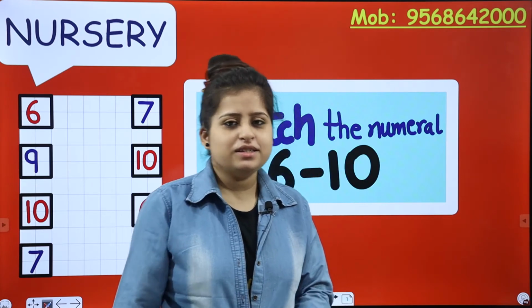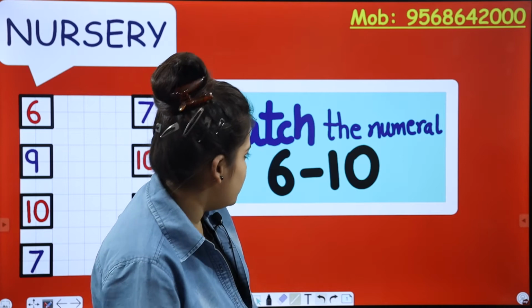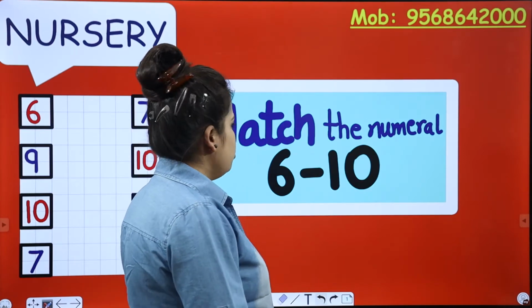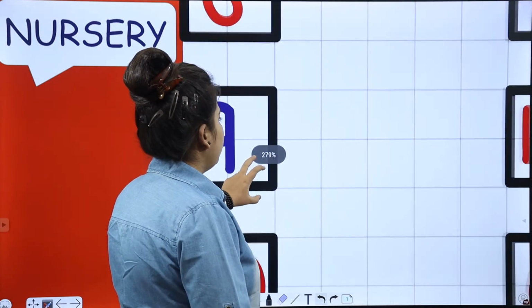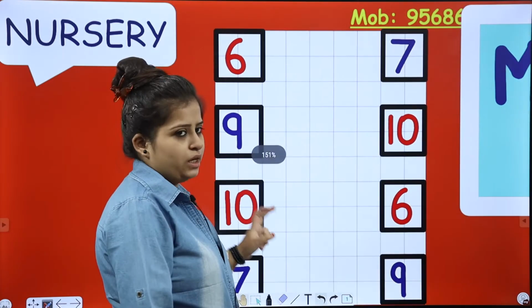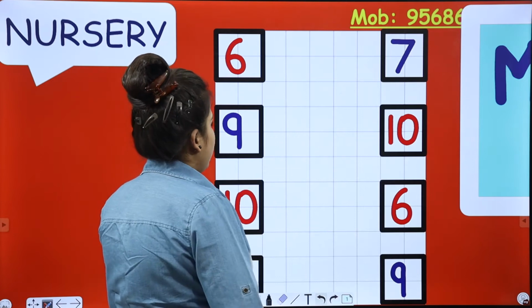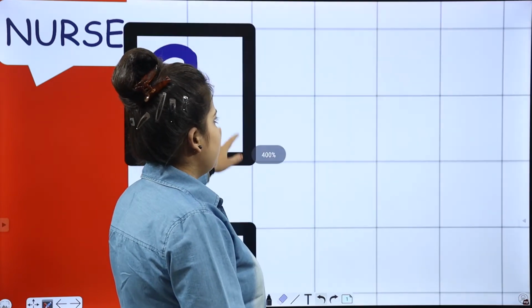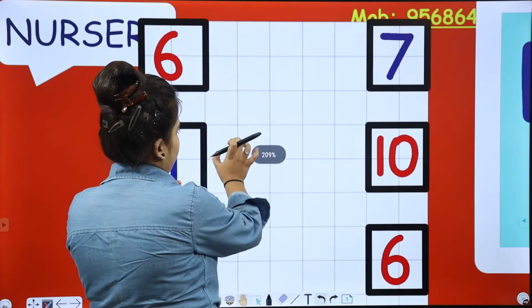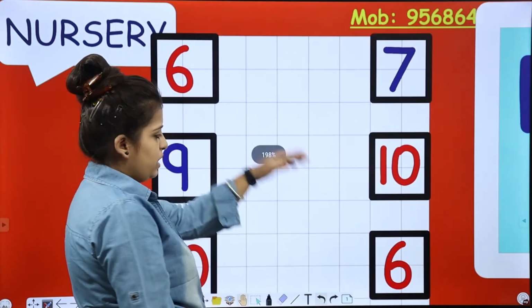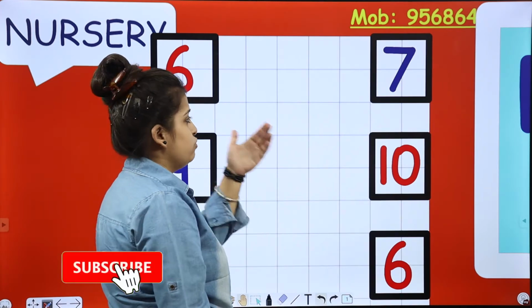Okay? So let us start with matching the numerals, that is 6 to 10. ये देखो मैम ने prepare किया आपके लिए, आपको भी same prepare करना है. Mama will prepare for you and you have to look for the same number from this row to that row. यहाँ पे आपको देखना है कि same number है, अगर वो same है so you have to match it.